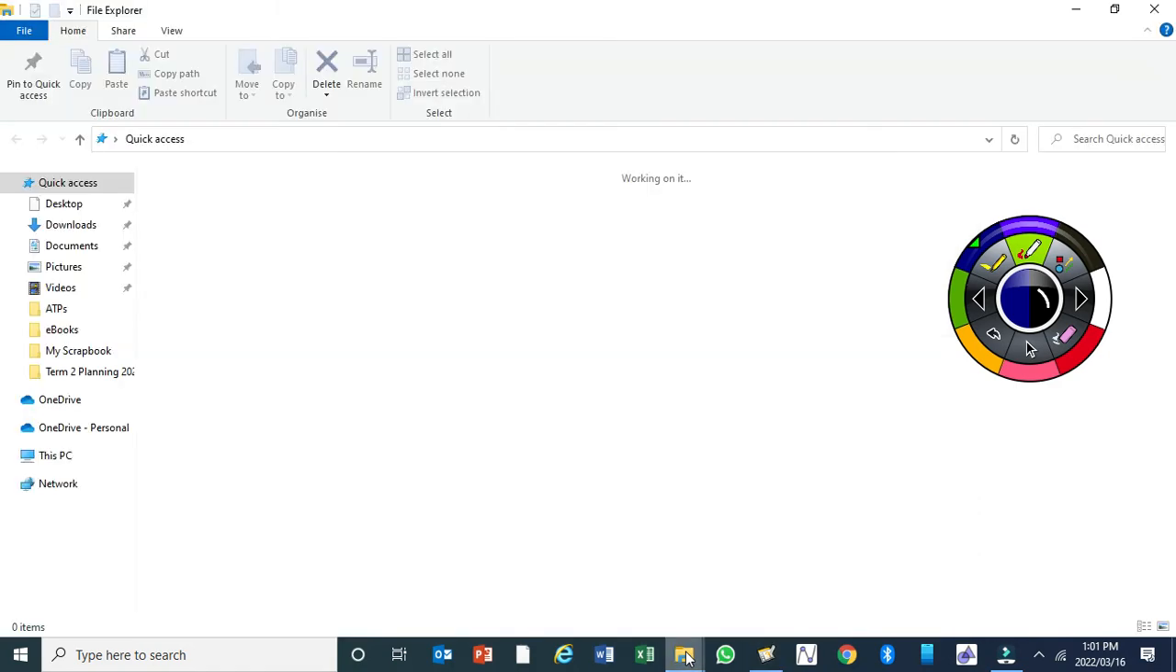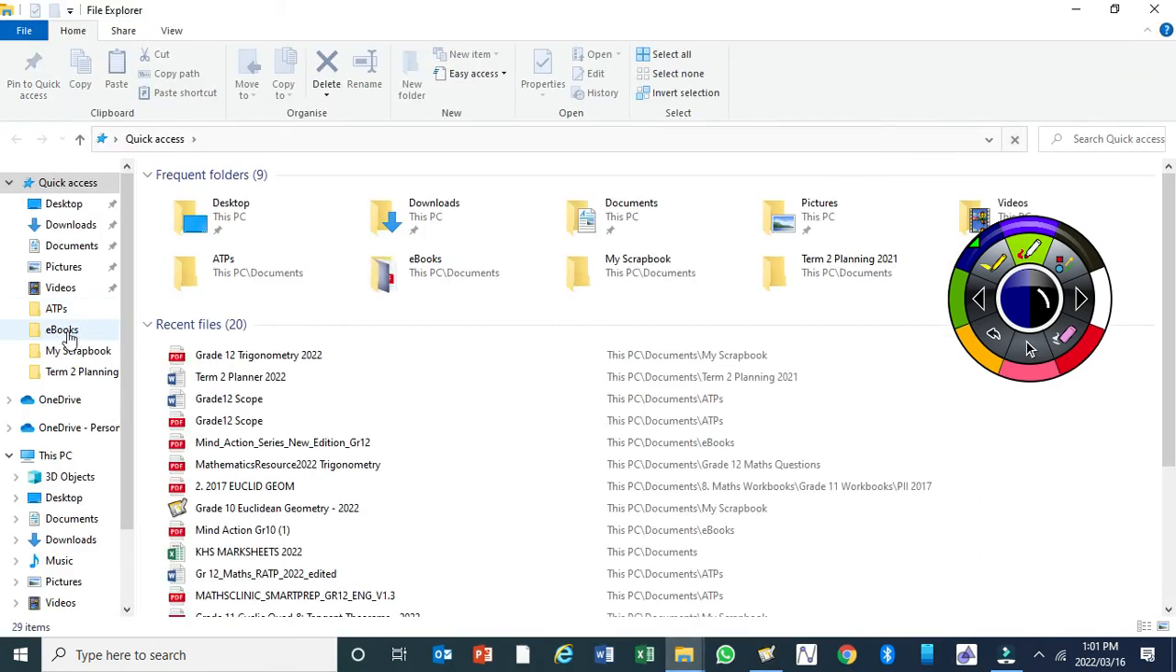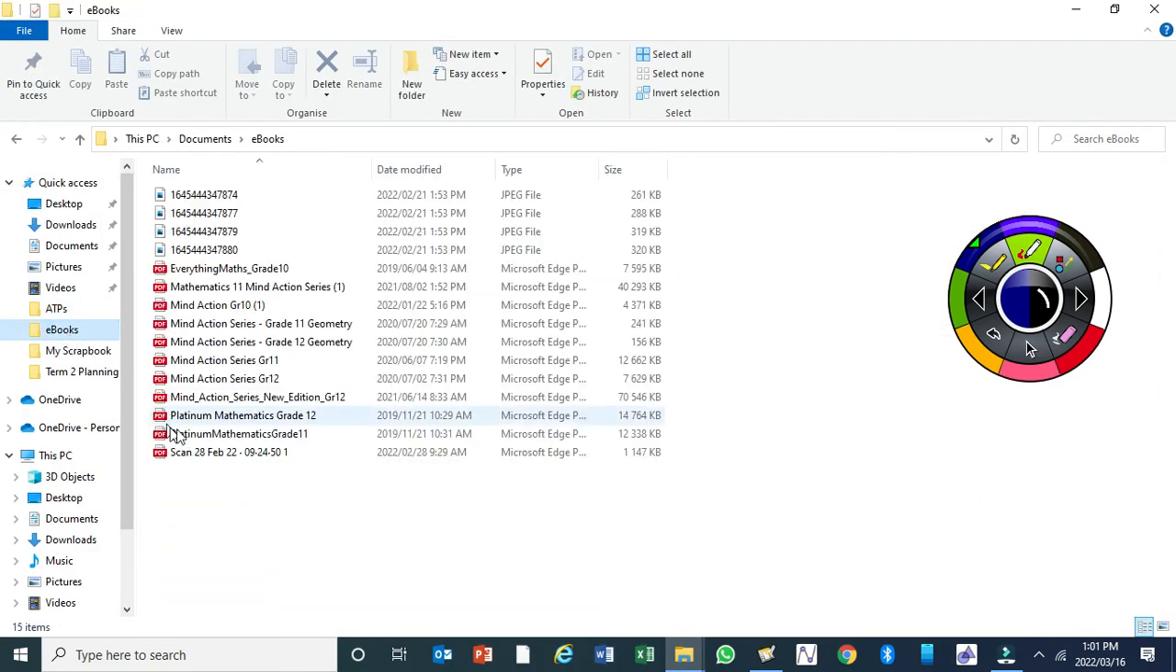Just give me a second. I just need to open and show you. You are also supposed to have the Mind Action Series. It's a very good textbook. In actual fact, in my opinion, it's much better than Platinum.